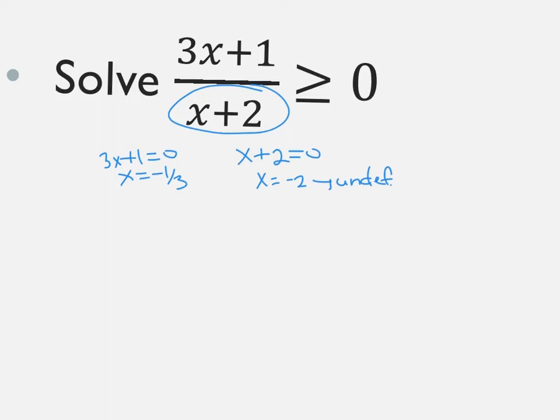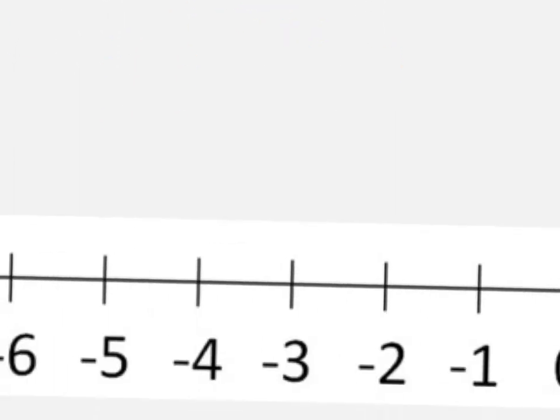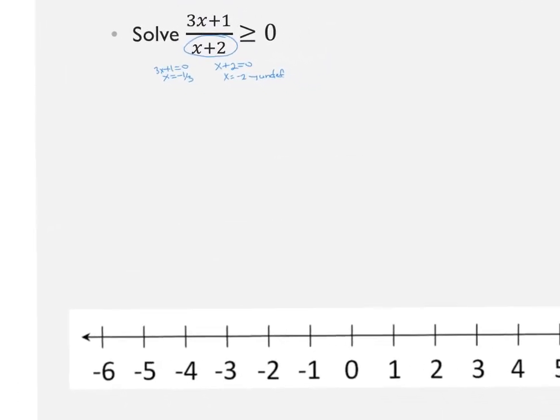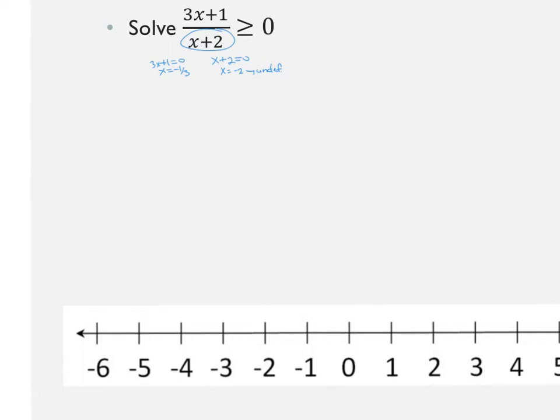So if we're going to mark those on our number line, so note we had -2 was undefined. That's our asymptote. I'm going to put an A there. And where -1/3 is, we'll put a 0 because that is where we have the location of a 0. So now we're ready to do some testing points.